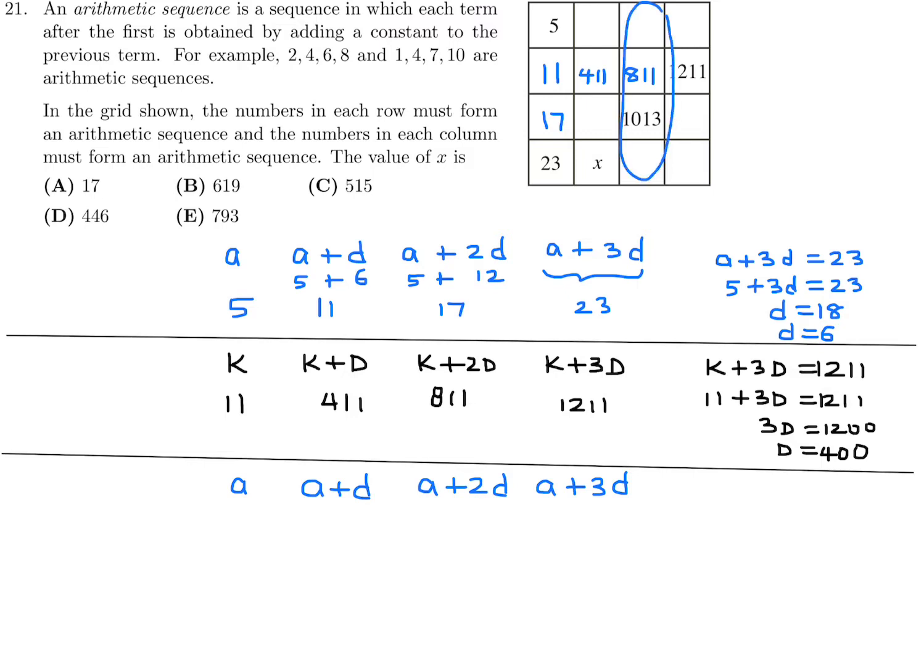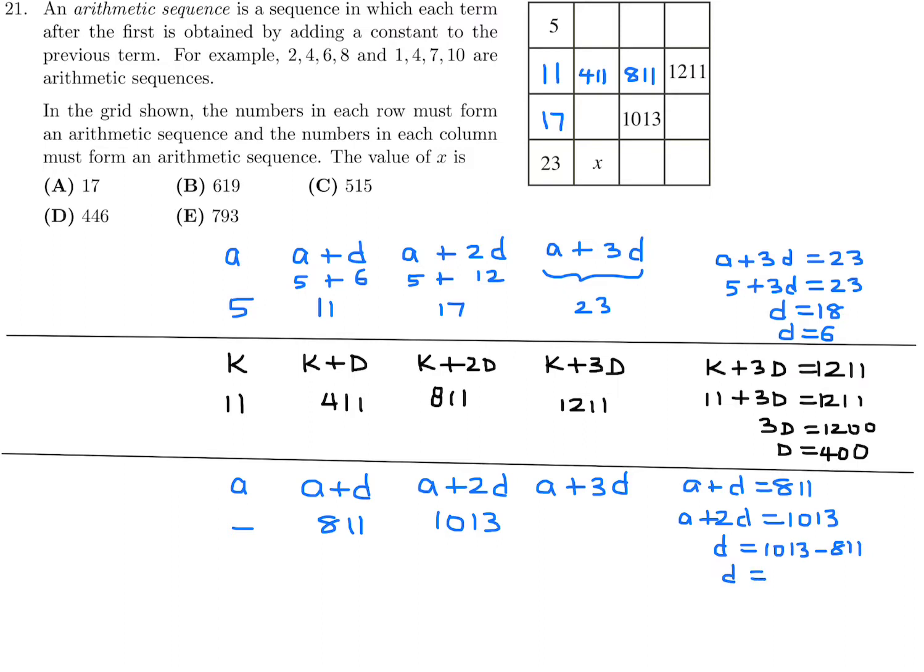So the first one is actually up here, and I don't know what that is. But a plus d is 811, and a plus 2d is 1013, in this column right here. Okay, I can use this and this to figure out a and d. If a plus d is equal to 811, and a plus 2d is equal to 1013, I can subtract them, and I get d is equal to 1013 minus 811, which means d is equal to 202.